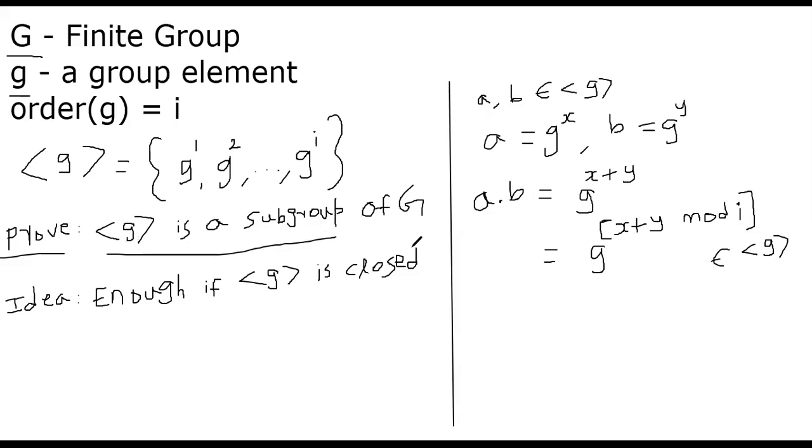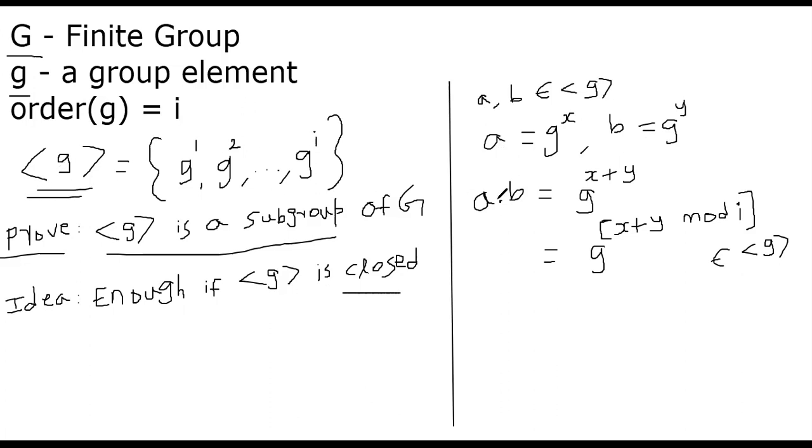In one of the earlier segments, we argued that in order to prove a set is a subgroup, it is enough if we show that the set is closed. So I'm only going to prove that the set is closed. Then that is enough for us. Let's pick two elements from the group generated by the generator g. Let's say a and b are two elements. What it means is a must be g power x, b must be g power y. Otherwise, a and b will not be a part of this set.